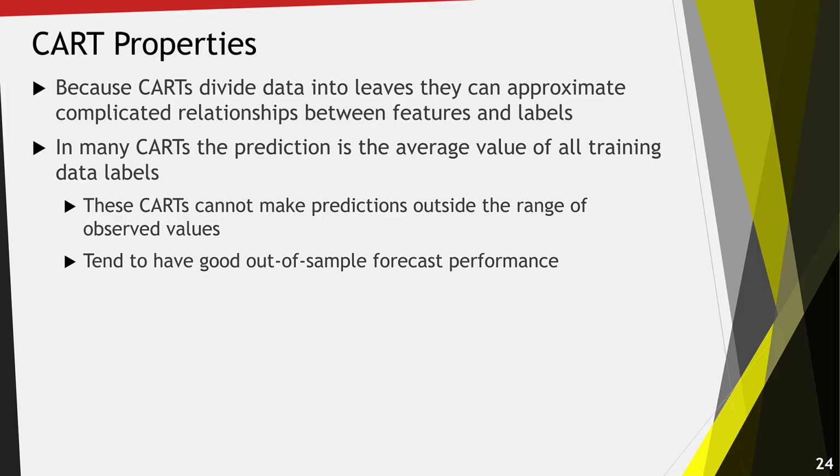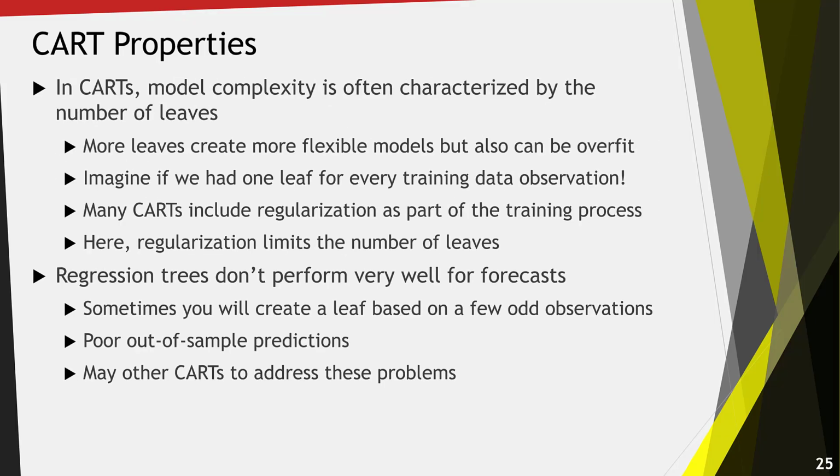This might seem like it's a limitation, but it actually means that CARTs tend to have really good out-of-sample forecast performance because they're not prone to forecasting extreme values. In CARTs, the model complexity is often characterized by the number of leaves. In previous models, we thought of it as the number of features. So be aware that more leaves can lead to a more flexible model, but one that is also overfit. Imagine, for example, that we have one leaf for every training data observation. Our model would be incredibly flexible, but would also have highly variable predictions that might not perform so well out of sample. Many CARTs actually include regularization as part of the training process. With CART algorithms, you generally think of regularization as limiting the number of leaves.